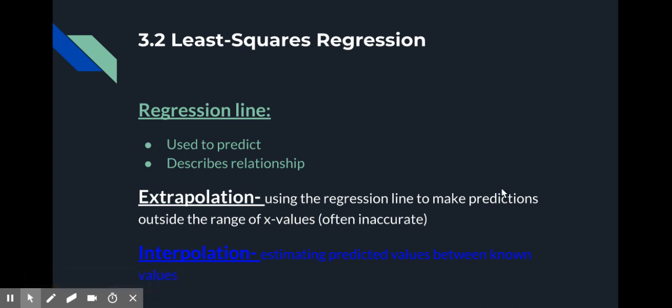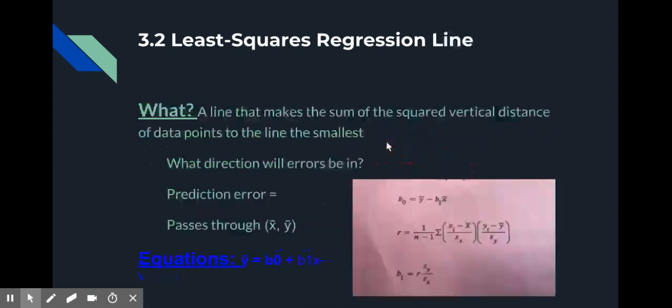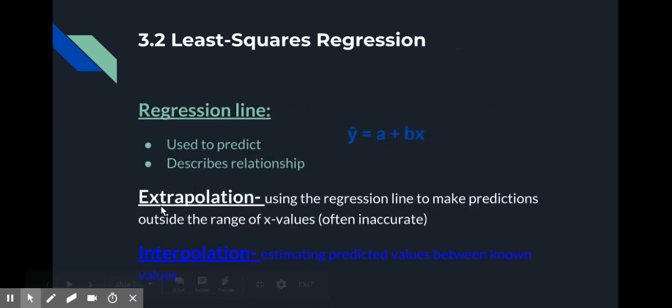The regression line describes the relationship between an explanatory variable and a response variable. It is used to predict y for any given x, and y hat represents the predicted value. So again, this is the equation: y hat equals a plus bx. And then extrapolation is just using the regression line to make predictions outside the range of x values, which is often inaccurate. And interpolation is estimating predicted values between known values.